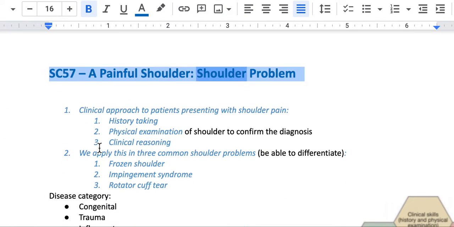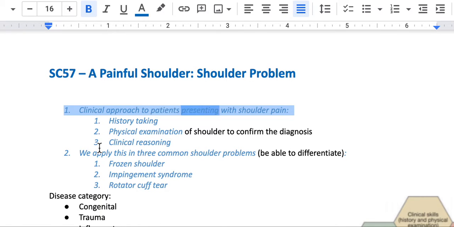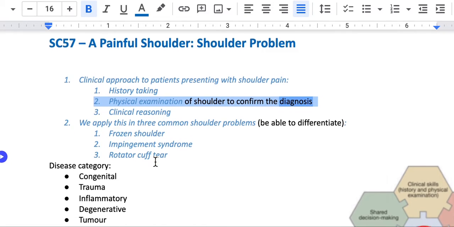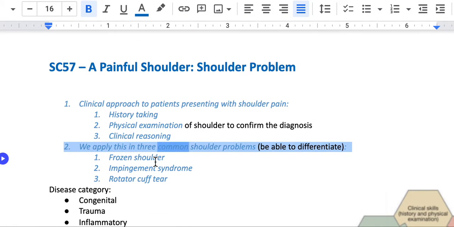SC57A painful shoulder problem. 1. Clinical approach to patients presenting with shoulder pain. 1. History taking. 2. Physical examination of the shoulder to confirm the diagnosis. 3. Clinical reasoning. 2. We apply this in 3 common shoulder problems.